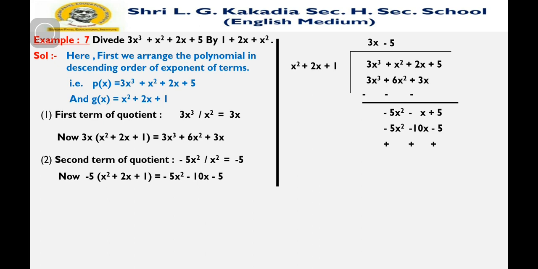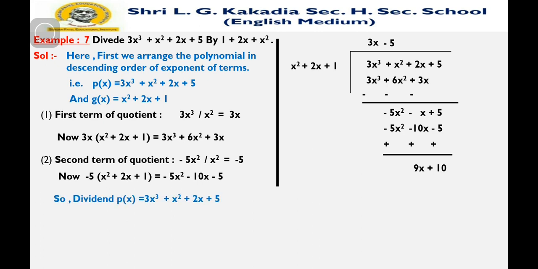So now we subtract: minus 5x square plus 5x square will be 0, and minus x and plus 10x, then we do subtraction, so 9x. Here 10x has a plus sign, it is the last term, so we put plus, and plus 5 and plus 5 is equal to 10. So now here you can see that the degree of remainder is less than the degree of divisor. Here the degree of remainder is 1 and the degree of divisor is 2. So we stop the process.